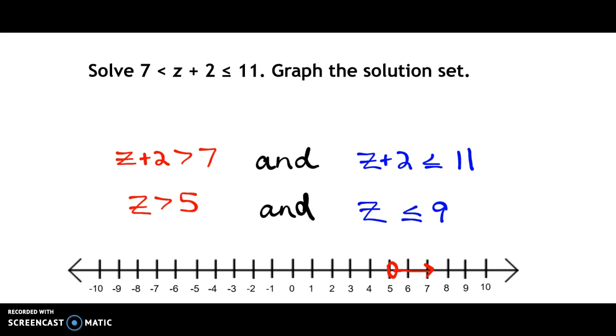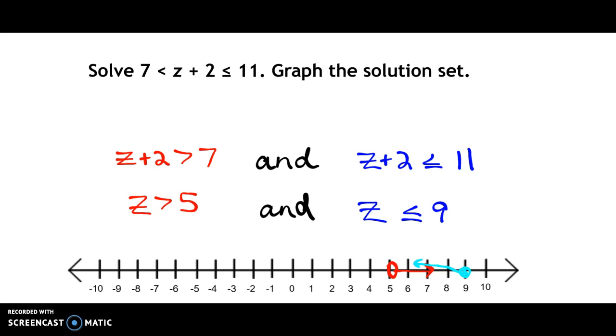Then if I'm going to do the blue, I have z is less than or equal to 9. So if I go to 9, I'm going to do a circle at 9 and actually shade it in because of this or equal to line right there. And less than 9 is numbers going this way on the number line to the left. So it looks something like that.